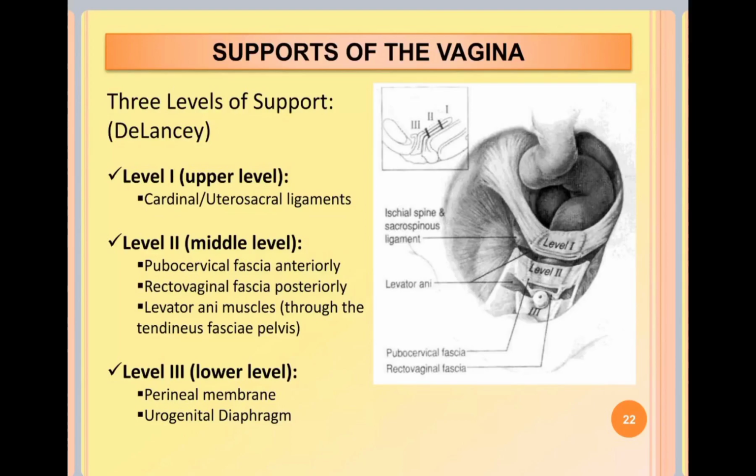And in level 1, it is uterus and sacrum. And in level 2, it is pubis and cervix, vagina and rectum, and levator. And in level 3, it is more superficial, that is perineal membrane and urogenital diaphragm.